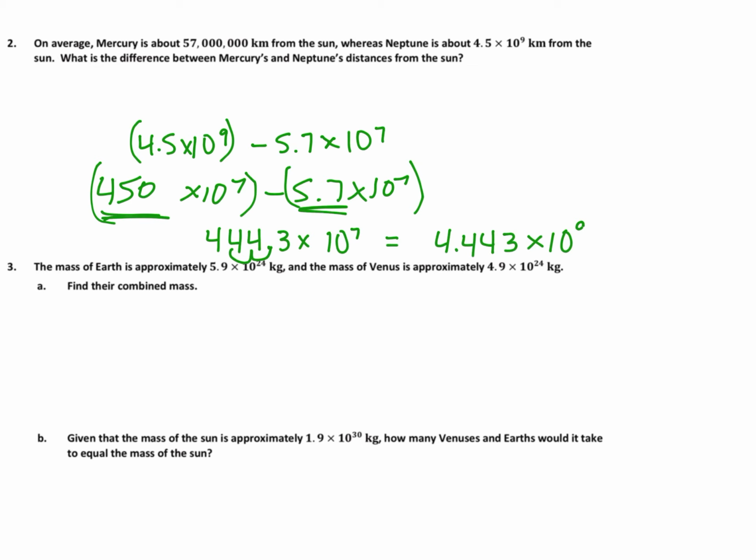3. The mass of Earth is approximately 5.9 times 10 to the 24th, and the mass of Venus is approximately 4.9 times 10 to the 24th. Find their combined mass. Combined means add. So 5.9 plus 4.9. Since they already have the same exponent, we just add the numbers out front. 5.9 and 4.9 come out to 10.8, and we leave the exponent.